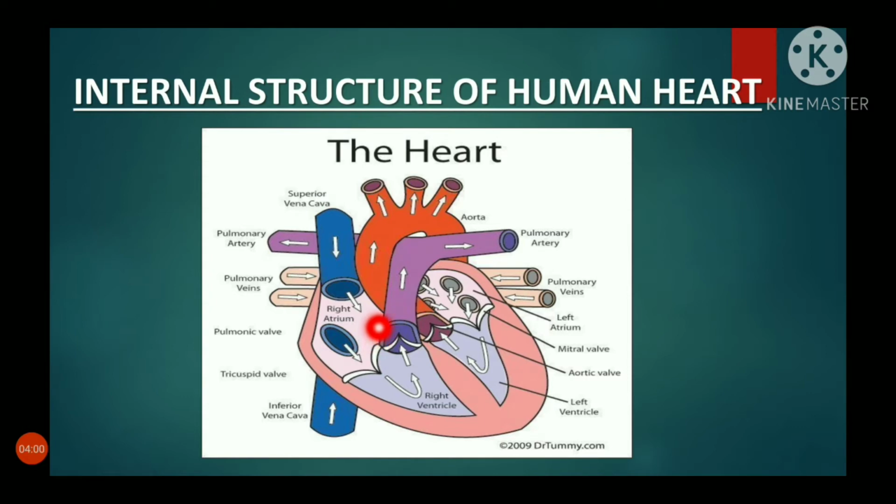Right atrium: the superior vena cava and inferior vena cava, these two blue color pipes will allow the deoxygenated blood to enter. You can see the arrows. And the left atrium, what will it do? It will receive the blood from the lungs through pulmonary veins. Atrium is over. The left atrium is smaller than the right atrium.